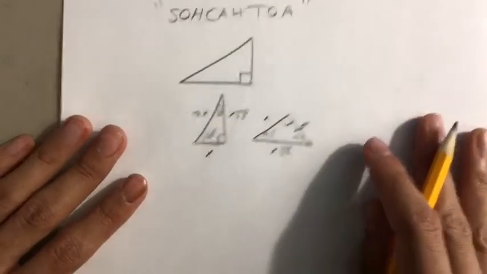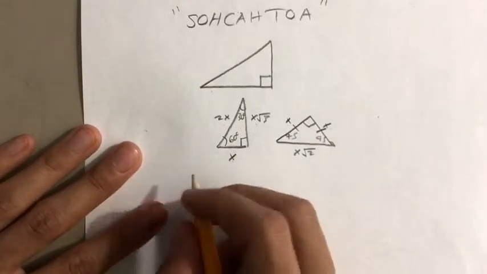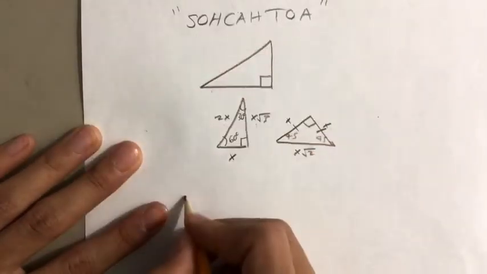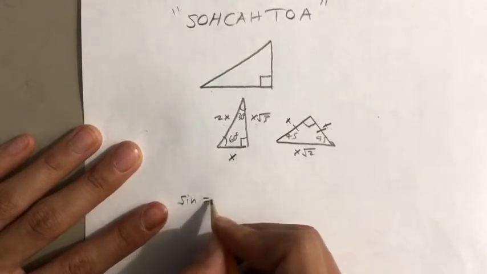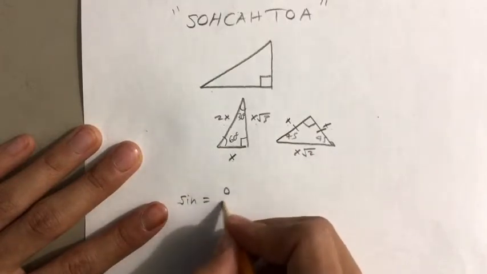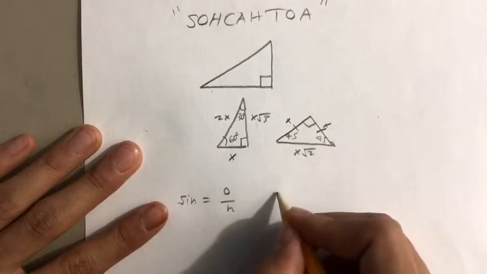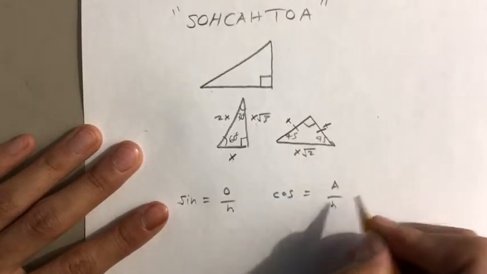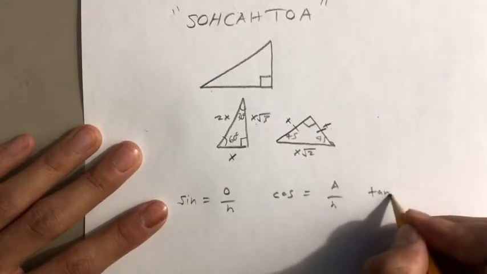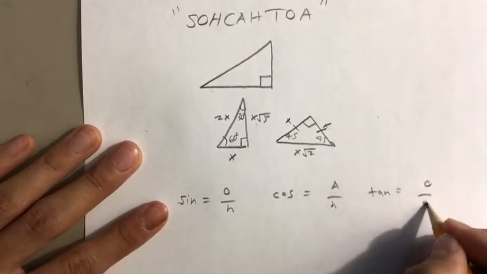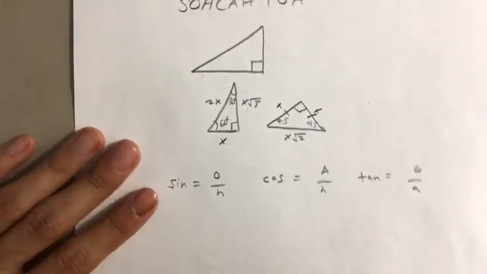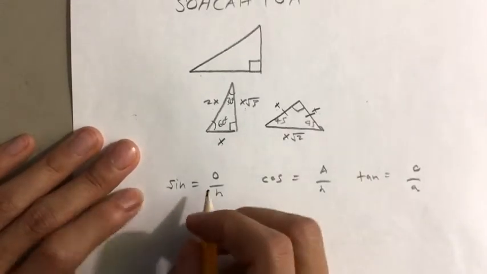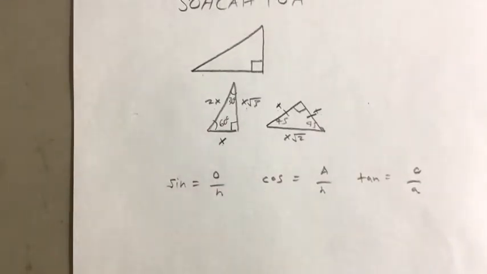Now let's talk about Sohcahtoa. So Sohcahtoa means sine equals opposite over hypotenuse, cosine equals adjacent over hypotenuse, and tangent equals opposite over adjacent. Now, what the heck does that mean, you might be asking? Well, I'm going to show you what that means.